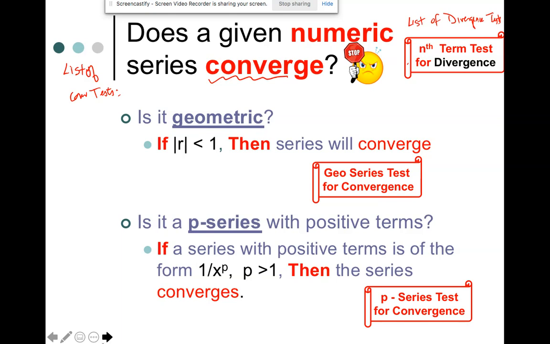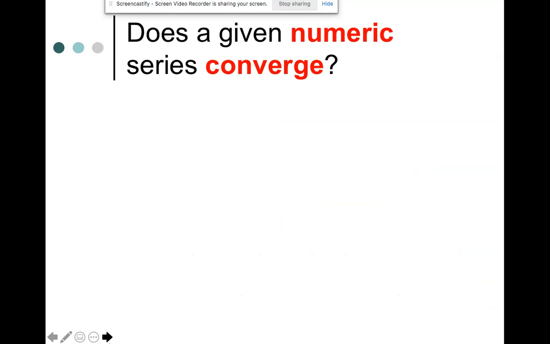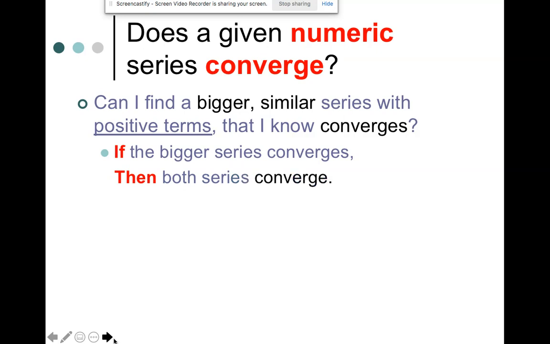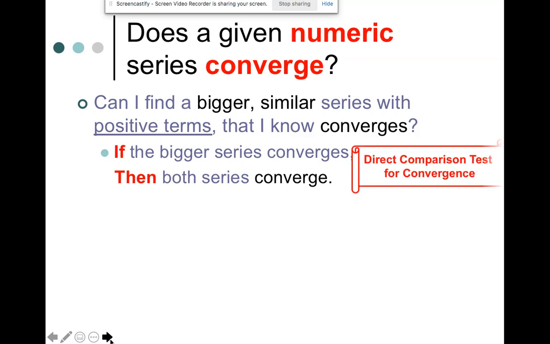Remember, we did the same kind of thinking when we were doing improper integrals. I told you that's why we put improper integrals at the beginning of this unit, because the same type of convergence test you use on an improper integral is what you use on numeric series. If my series is very similar to a geometric or p-series, and I want convergence, then I only care about finding a bigger and similar series with positive terms that converges. If the bigger series converges, then my similar known one converges as well, because the bigger one is on top and it is known to converge. That is the DCT test for convergence.